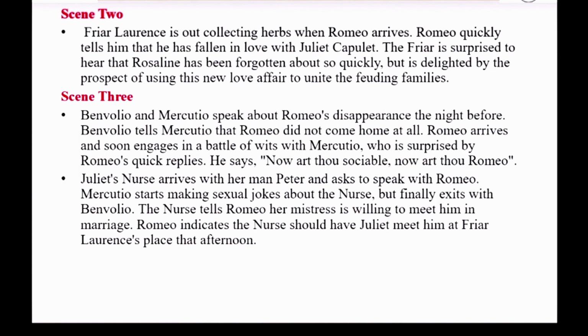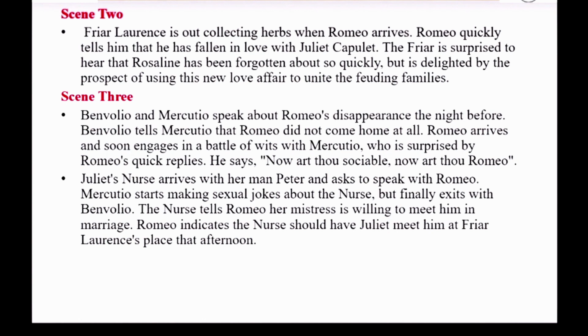In Scene 2, Friar Lawrence is out collecting herbs when Romeo arrives. Romeo quickly tells him that he has fallen in love with Juliet Capulet. The friar is surprised to hear that Rosaline has been forgotten about so quickly, but is delighted by the prospect of using this new love affair to unite the feuding families.